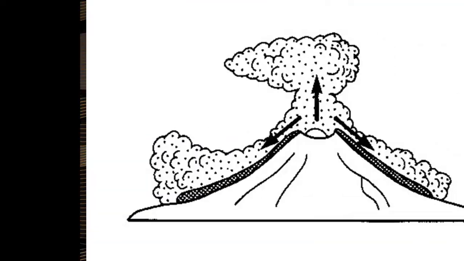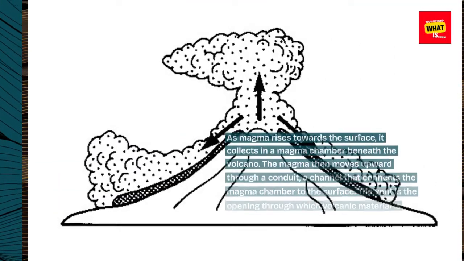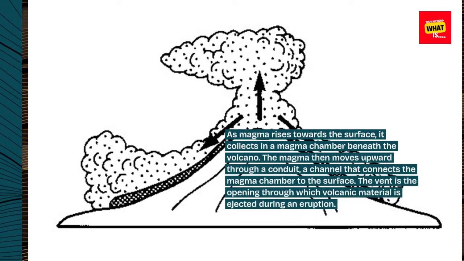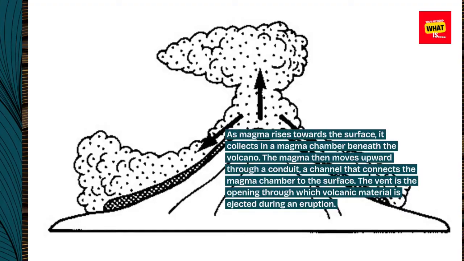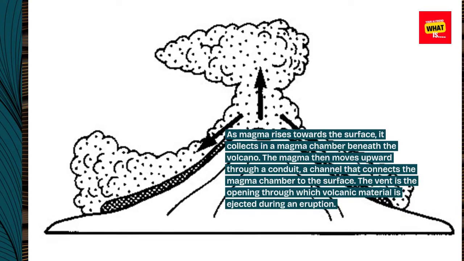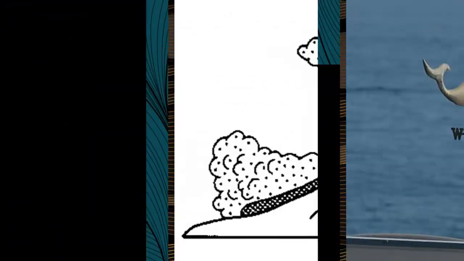Volcanic vent and conduit. As magma rises towards the surface, it collects in a magma chamber beneath the volcano. The magma then moves upward through a conduit, a channel that connects the magma chamber to the surface. The vent is the opening through which volcanic material is ejected during an eruption.